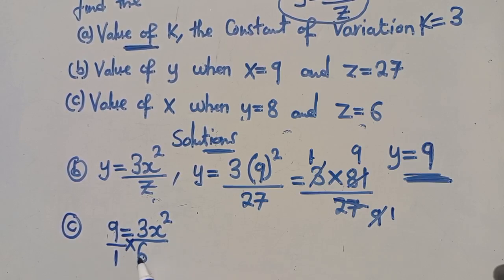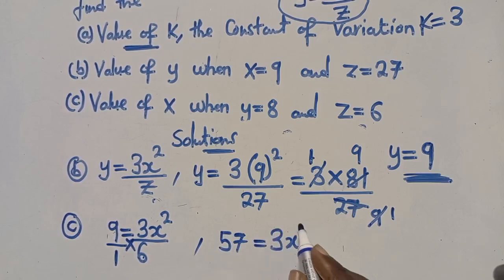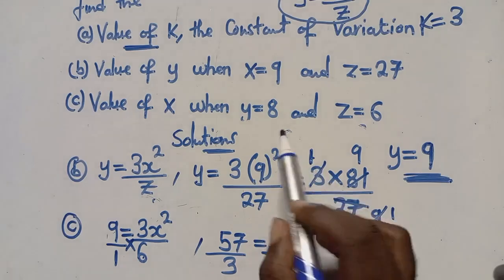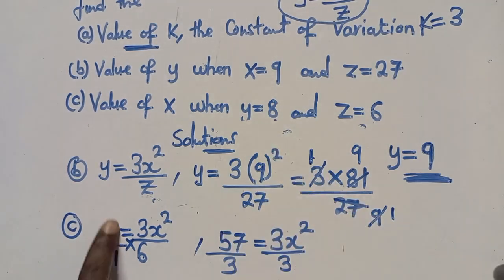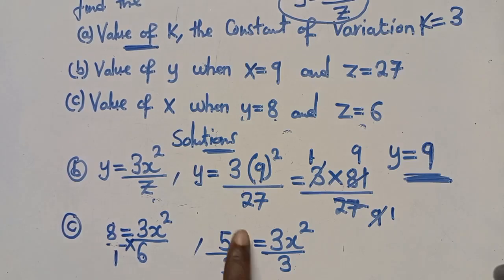Have you seen? This one goes with that one. We cross multiply. So this is what? What is 9 times 6? So 9 times 6, that is 57, isn't it? We are going to have 57, which is equal to 3x squared, like that. Then over 3, even here over 3. So have you seen here, y is what? 8. So here supposed to be 8 there. So I'm multiplying, so it's supposed to be 8.